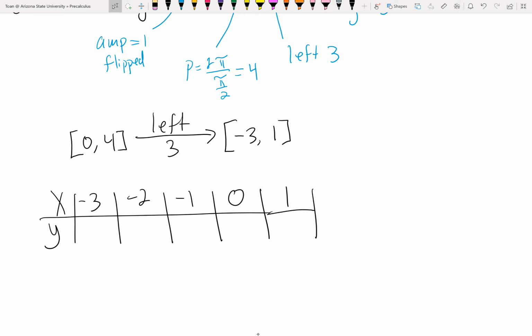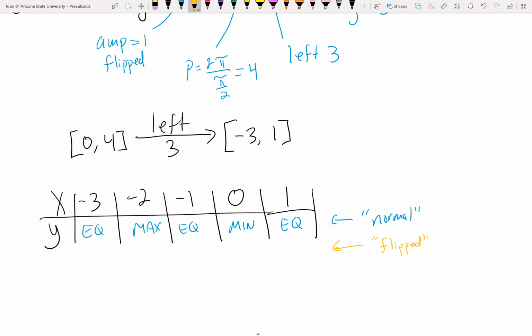Now, what is the pattern? Well, the normal sine pattern would be: equilibrium, max, equilibrium, min, equilibrium. But we had things flipped. So the real pattern, the pattern that we should draw, is the flip pattern.